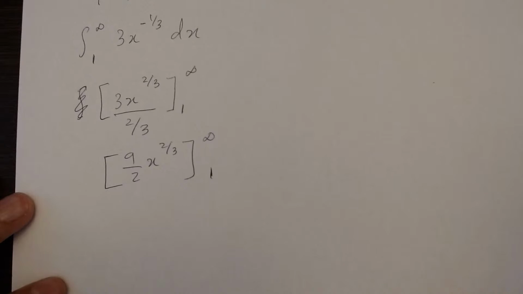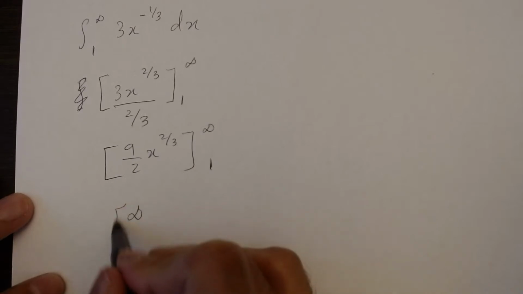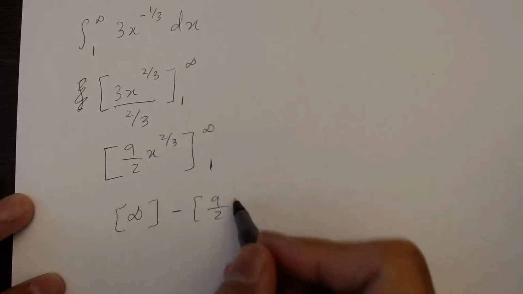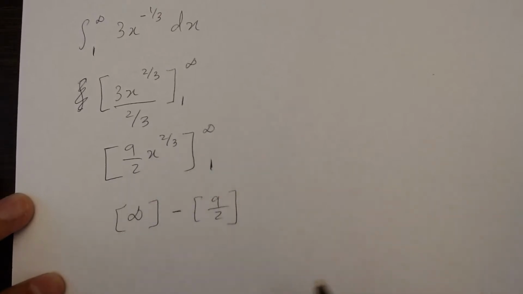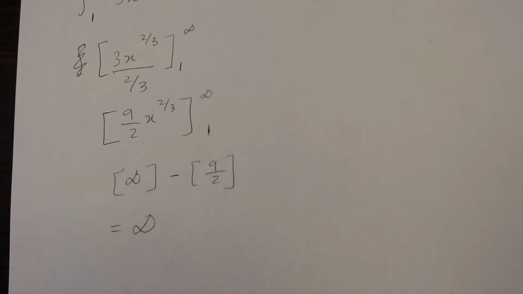And then when we sub in infinity for our upper limit, we just have infinity minus 9 over 2. I'm going to sub in my other limit, 1, over there, which is basically just infinity. Basically, the integral diverges.